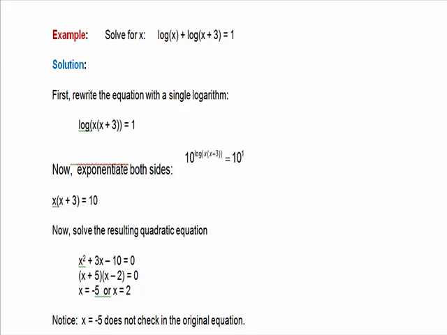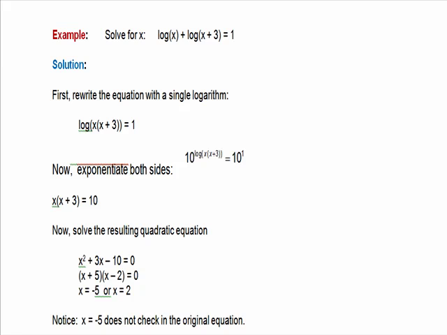I'm going to solve for x, and I have the log of x plus the log of x plus 3 equals 1. Now the first thing you might notice is that the logs are both on the left-hand side, and that's a good thing. Now the thing I don't like so much, though, is that I have two logs, and I'd like to rewrite this as an expression that contains a single logarithm. So if I remember my properties of logarithms, I would remember that the log of x plus the log of x plus 3 would be the same as the log of x times x plus 3.